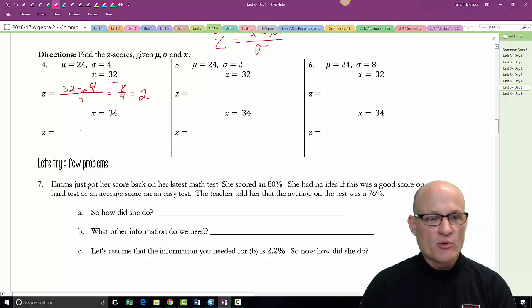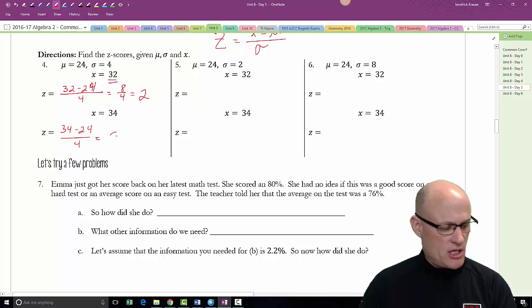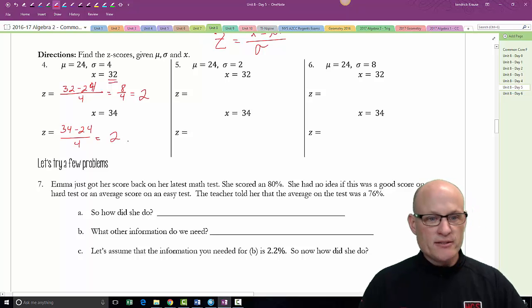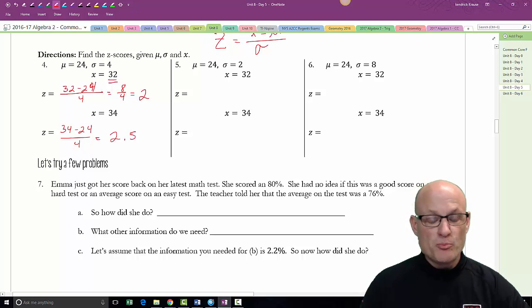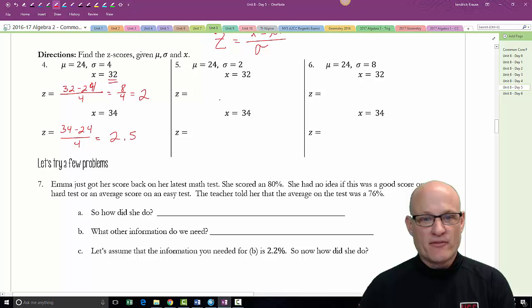How about a Z-score when you got a 34? We're going to go 34 minus 24 divided by 4, and you get a Z-score of 2.5. So that's 2.5 standard deviations above the mean.